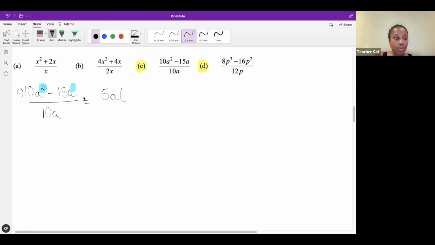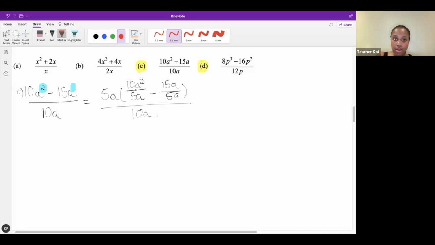Now let's talk about what's left over here. 10a squared over 5a minus 15a over 5a, all over 10a. Now let's work this quickly. What is 10a squared divided by 5a? Let's start with the 5s, the numbers. 5 goes into itself how many times? It goes into itself once, and into 10 twice. 5 goes into itself once, and into 15 3 times. We've dealt with the numbers.